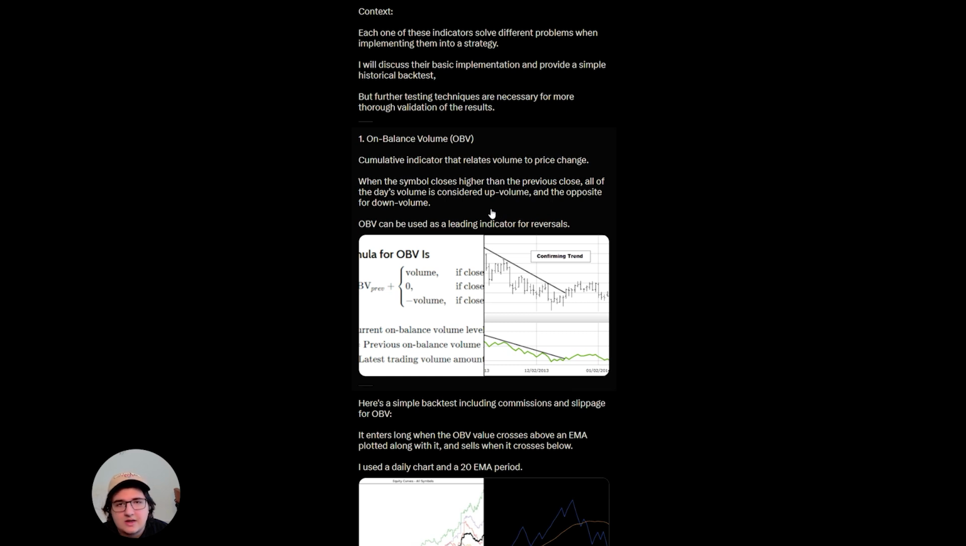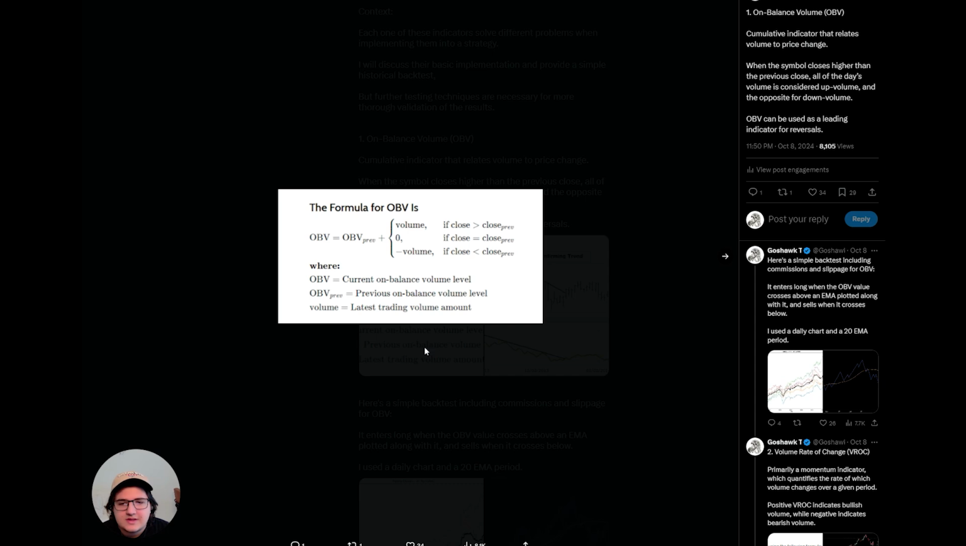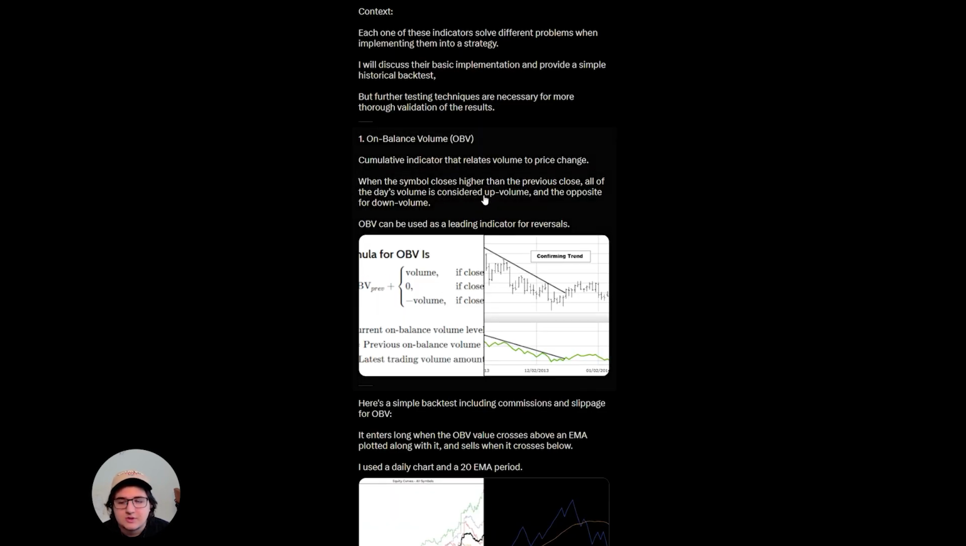When the symbol closes higher than the previous close, all of that day's volume is considered up volume, and the opposite is true for down volume. OBV can be used as a lead indicator for reversals. Now, if you're wondering how the formula looks, I've attached the formula image here. Overall, it's pretty simple. Pretty much this kind of logic here explains most of it.